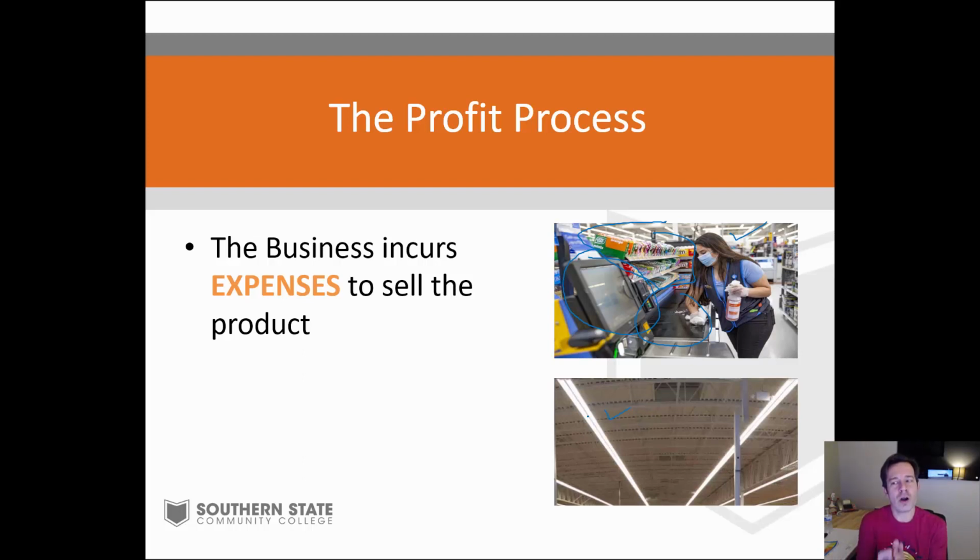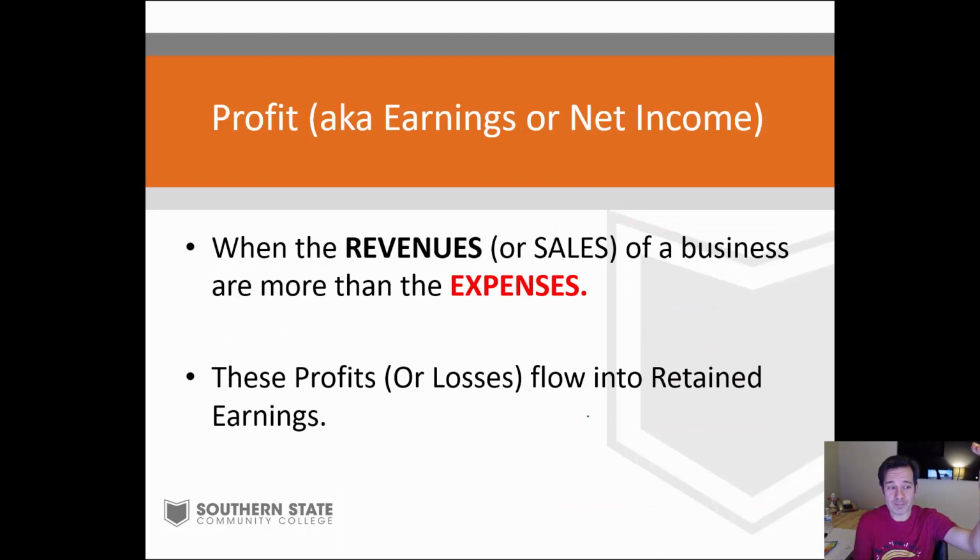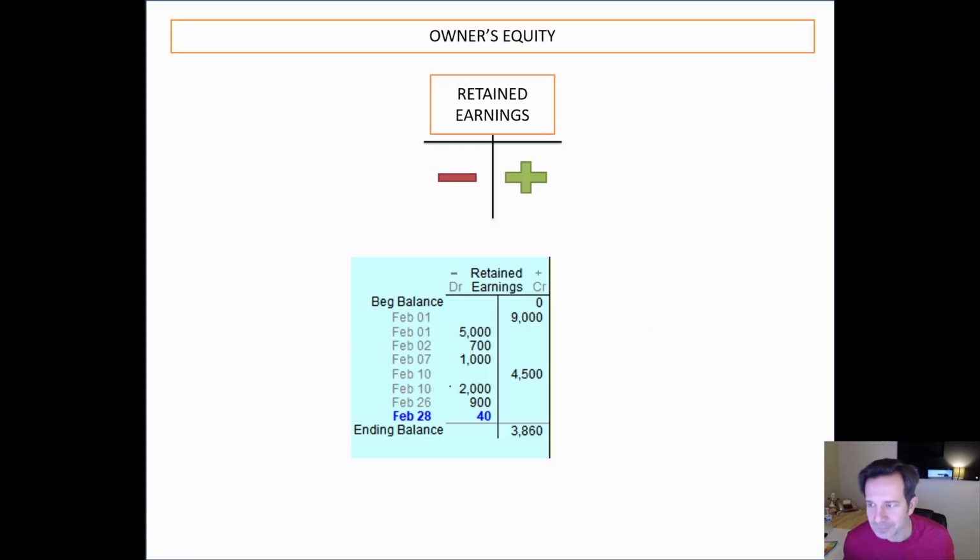All those are expenses. So we take our revenue coming in, we subtract out the expenses that we had to generate that revenue. The difference, hopefully if it's positive, is profit. And that profit, or maybe if we didn't do a good job, we had more expenses than revenue, we had a loss, that flows into retained earnings. All right, so that's kind of what we've got going on here.